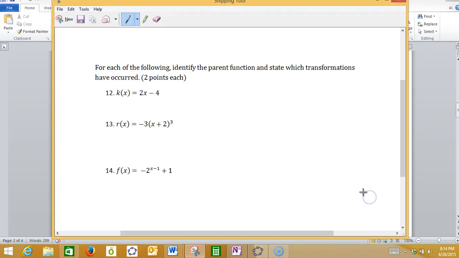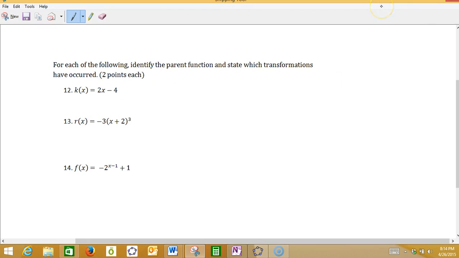So what this is doing is it's just backwards. It's taking expressions like this and seeing what simple number pattern was started with right before it got transformed. So if you look at number 12 here, we're not squaring x, we're not cubing x, there's no absolute values, and we're not taking 2 raised to the x, so it's none of those parent functions.